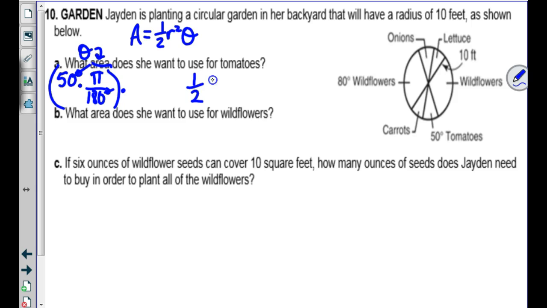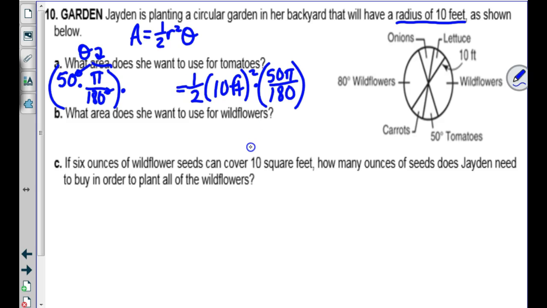I'll rewrite it. Some of you are looking confused. What's the radius? Yep, it said right here, radius of 10 feet. So we have 10 feet squared times 50 pi over 180, which you could have reduced or gotten a decimal for. And that's going to give us our area. And what label are we going to have? Feet squared or square feet?